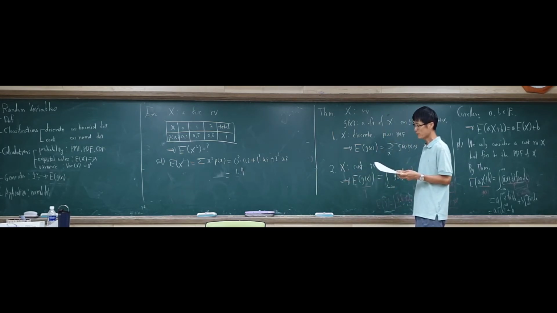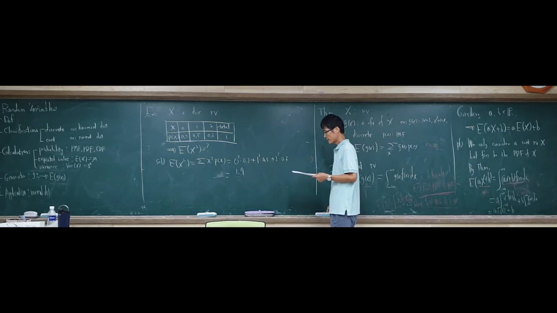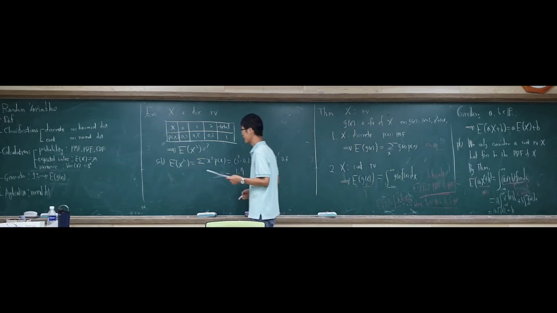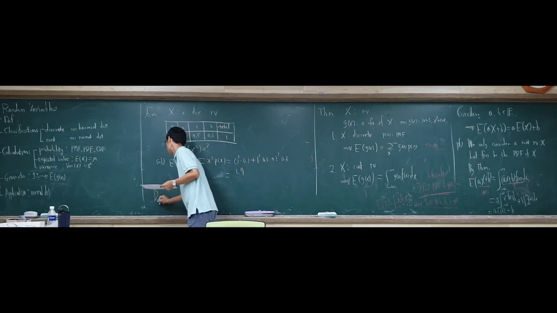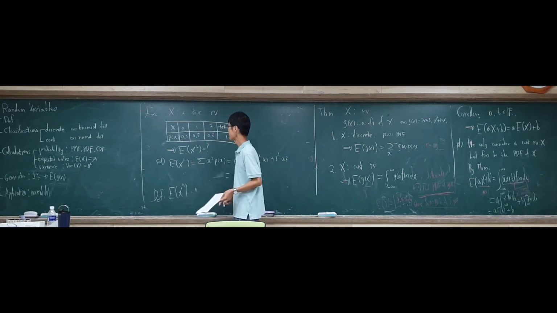In this way, you can find the expected value of X squared. And in statistics, it is well known that the expected value of X to the n is very important. So we define that E[X^n] is called the nth moment. Of course, n is assumed to be some natural number.